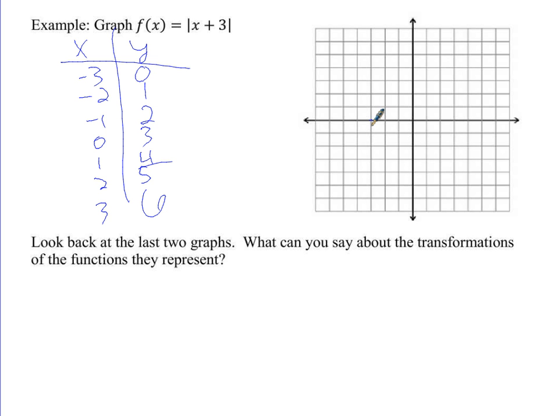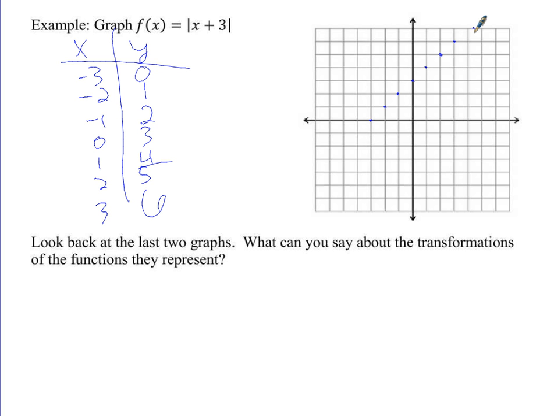-3, 0. -2, 1. -1, 2. 0, 3. 1, 4. 2, 5. 3, 6. All I got was a line. But I know that this is an absolute value function, and it has to look like a V. So I've done something wrong here. Either that or I just haven't checked enough points.